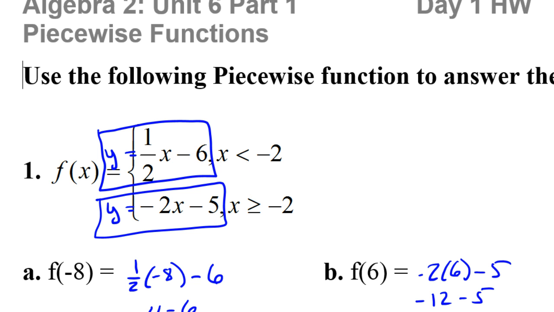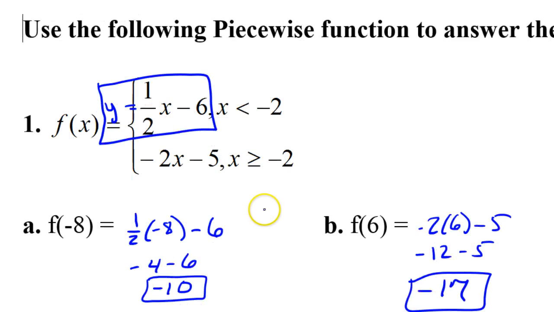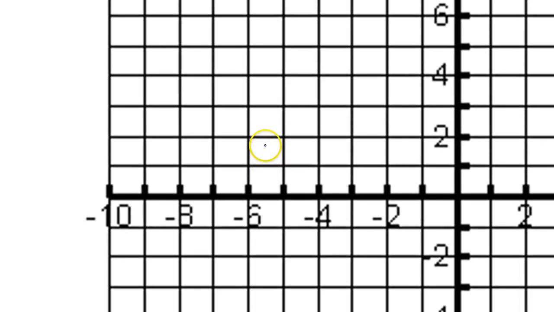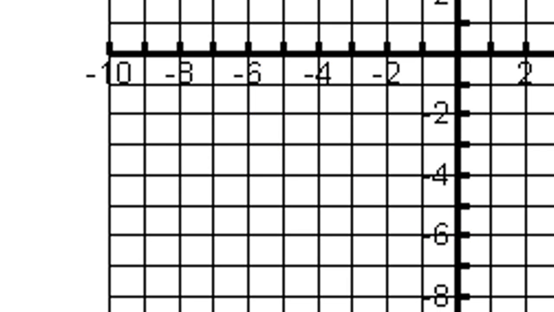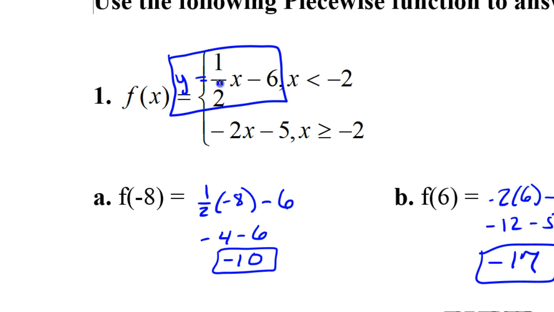So if I were to graph the top line, and I think I will use different colors. For the top function, I'm going to be using blue. So if I'm going to graph y equals 1/2 x minus 6, what I would do is start by going to -6, because that is my y-intercept. That's the b in y equals mx plus b. So I will go to -6, and I'm going to put a dot right there. Now, because the slope is 1/2, I'm going to go up 1 and right 2.